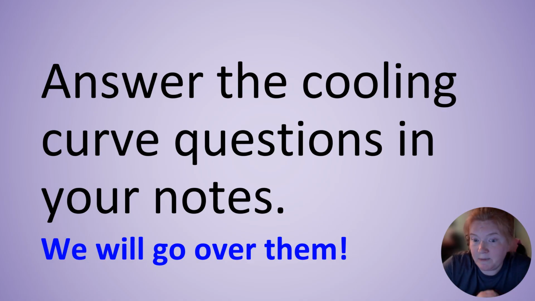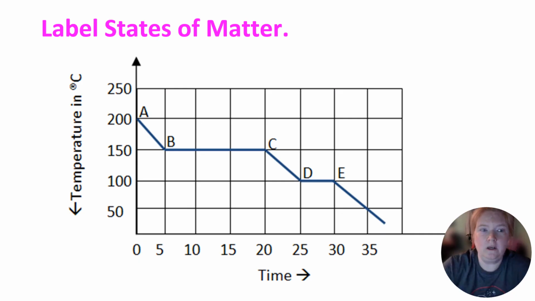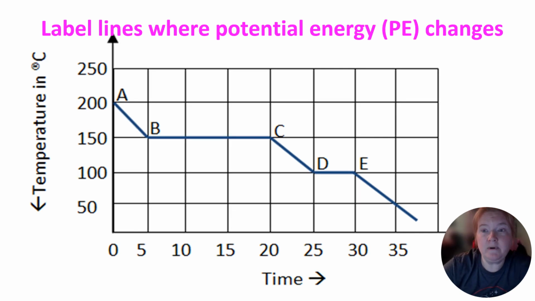Now, you have some graphs in your notes. Let's go over what you should include. Labeling the states of matter. Gas, gas to liquid, liquid, liquid to solid, and solid. Label the lines where the potential energy changes. Since it's a cooling curve, remember, potential is going to be going down. And it's changing when the kinetic is constant. So in those spaces where the kinetic is constant, potential goes down.